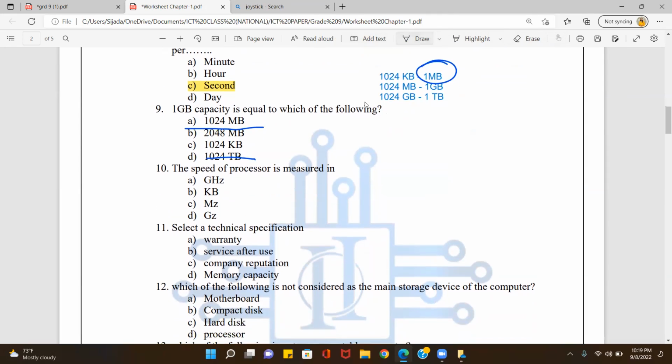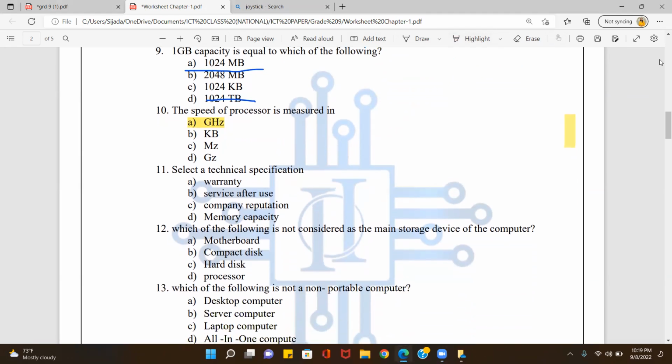The next one, the speed of the processor is measured in what? Hertz, which is gigahertz and megahertz. Then the next one, select a technical specification. Warranty, service after sale, company reputation. Company reputation is nothing. Always remember, technical means something inside the computer. Company reputation, is it something inside the computer? No. Memory capacity is something inside the computer. So therefore, it is the technical specification.